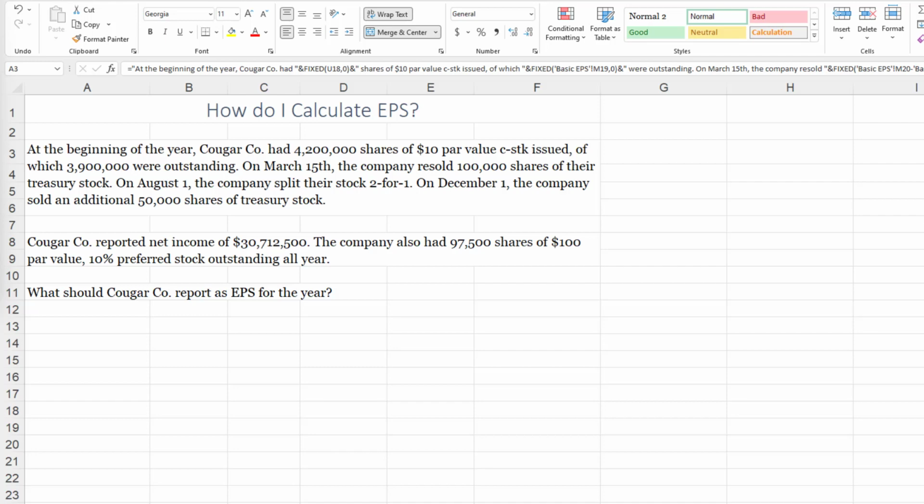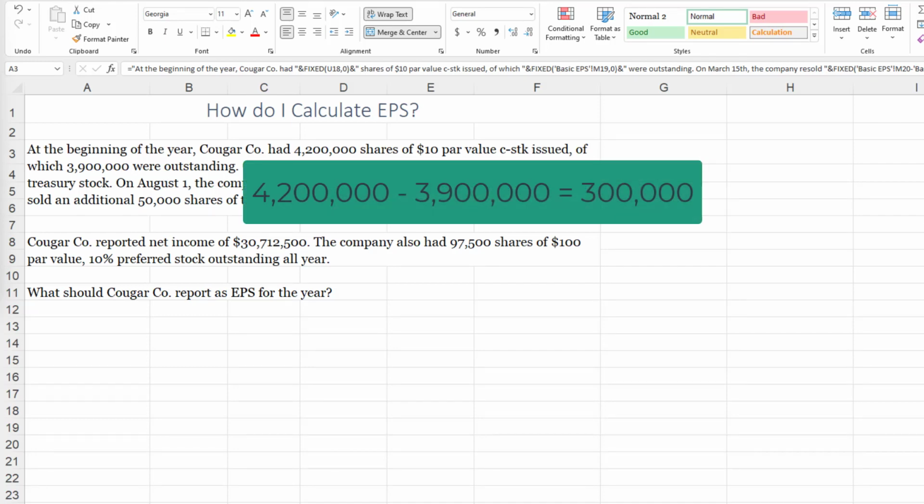We know that because shares issued are the ones that we have sold at some time in the past, and shares outstanding are the ones that are still out there with our owners. And the difference between shares that we have sold and those that are still out there are our treasury stock. In this case, 300,000 shares.